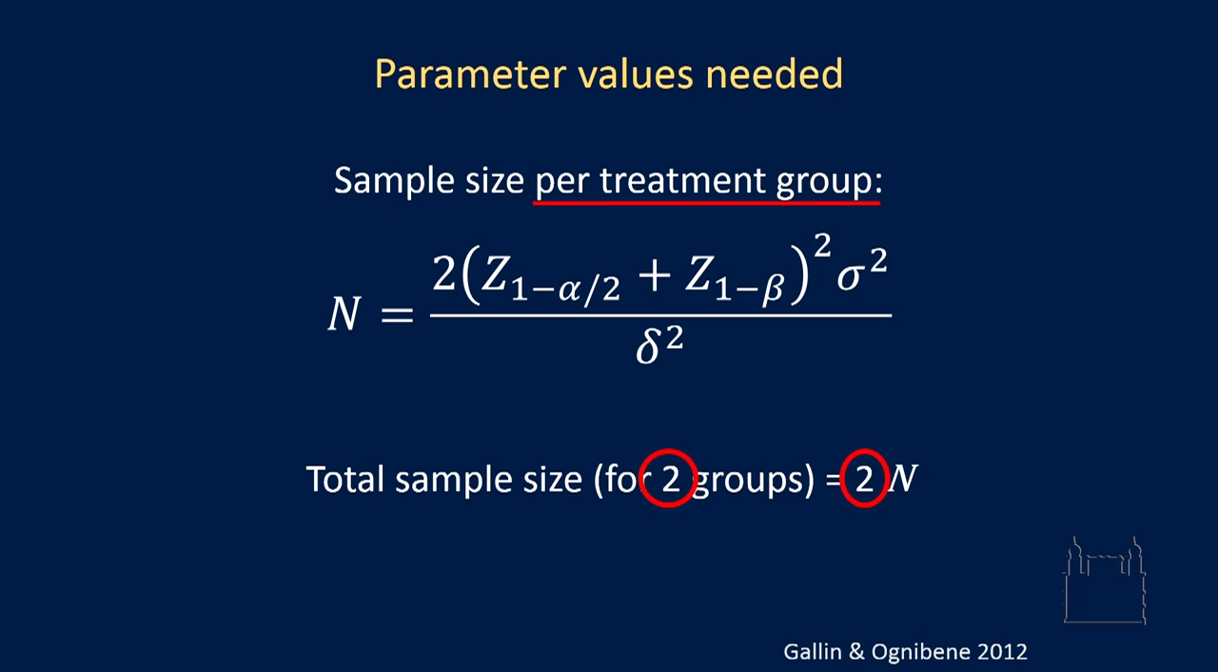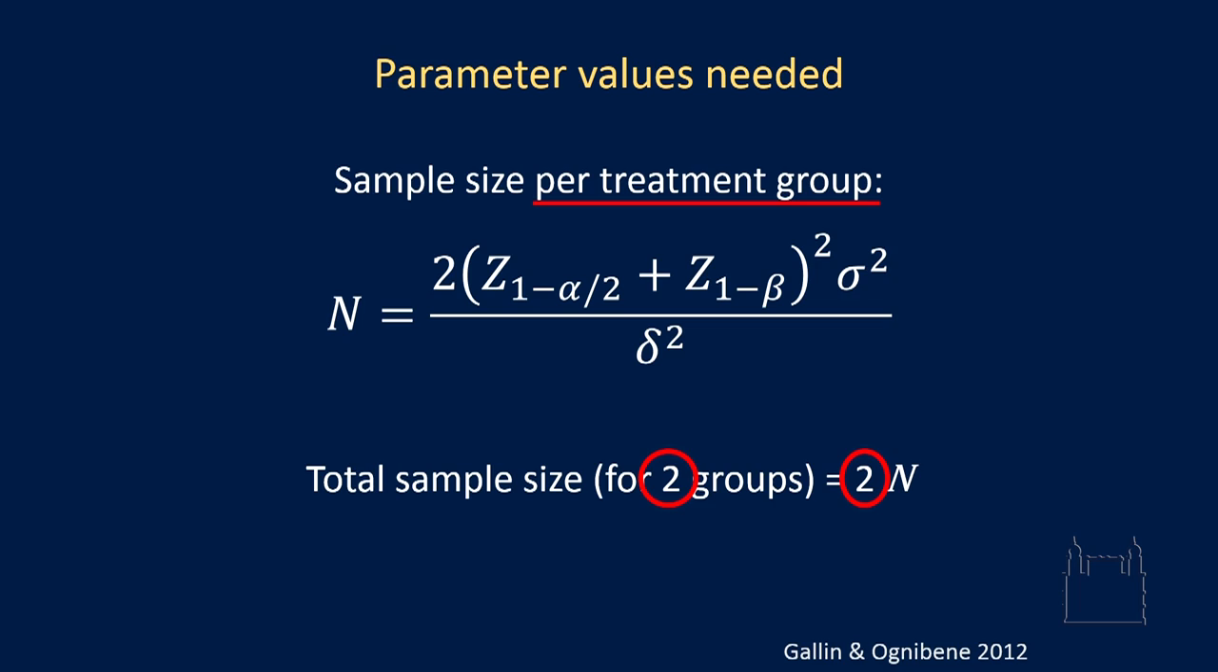Okay, so it says the number of treatment groups makes a difference in your sample size. Well, yeah, it does, because remember, we said you multiply the N, which is per treatment group, by 2 because you have 2 treatment groups, and that gives you the sample size. So yes, the number of treatment groups affects the sample size.